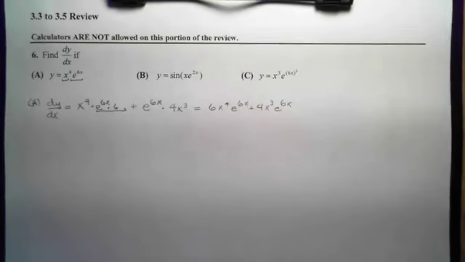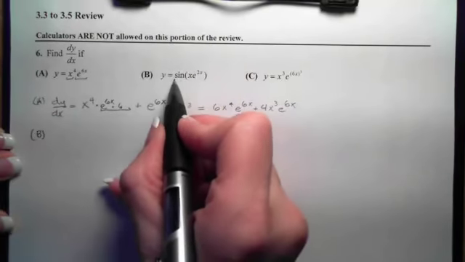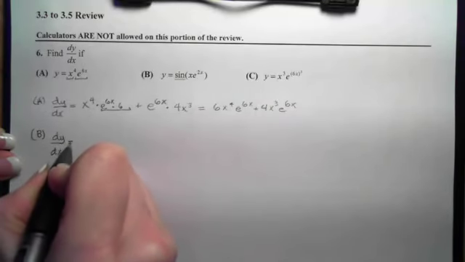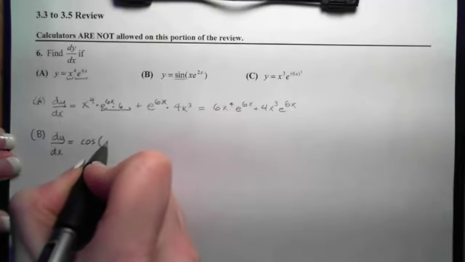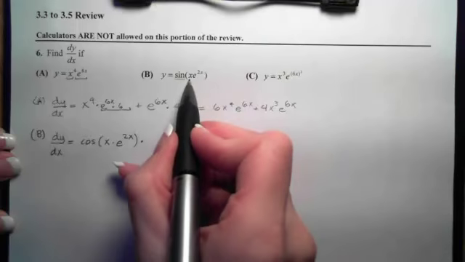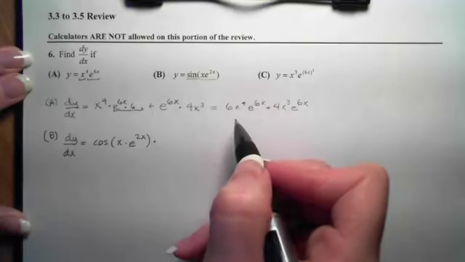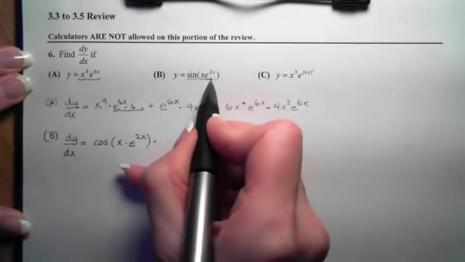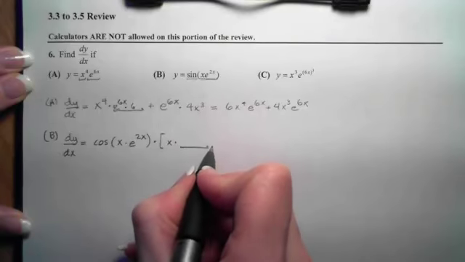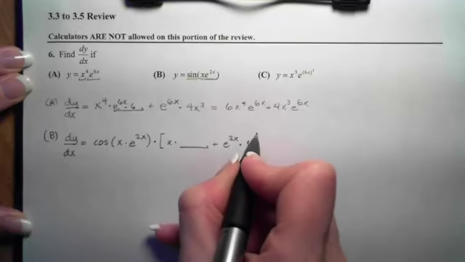So let's look at B. If we look at B, we have a sine that we hit first. So the derivative of that sine will be cosine of the inside unchanged. Then at the back, we need to multiply by the derivative of the inside. And this is a little tricky because the inside requires the product rule. So the derivative of that inside will be the first times the derivative of the second plus the second times the derivative of the first.